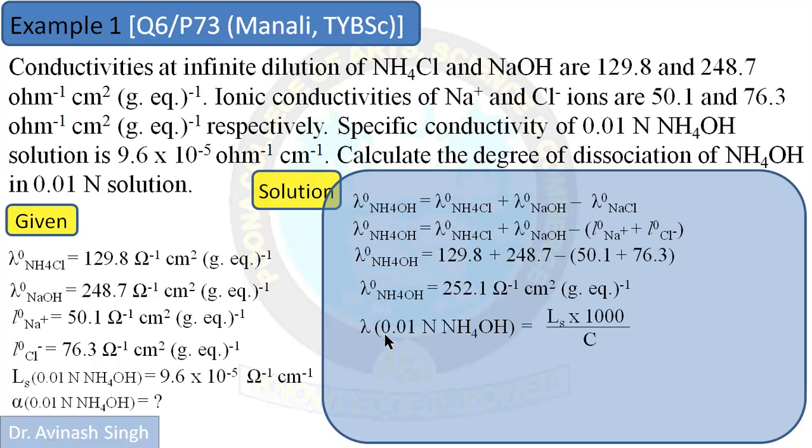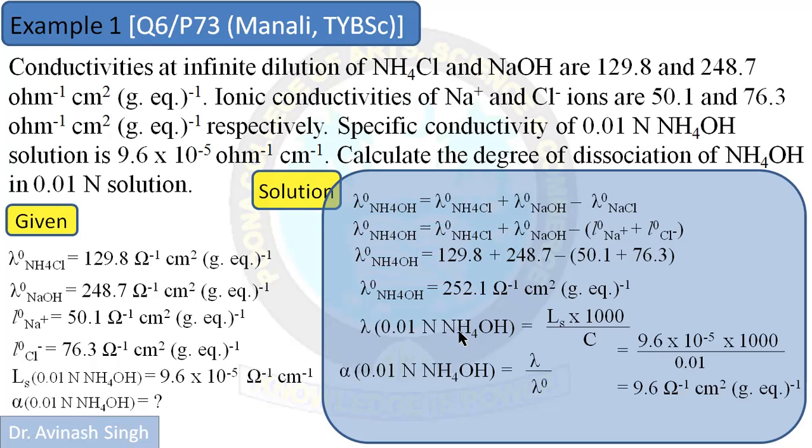Equivalent conductance of ammonium hydroxide at this concentration is given by specific conductance multiplied by 1000 divided by concentration. So 9.6 into 10 raised to minus 5 into 1000 divided by 0.01, which is found to be 9.6. So degree of dissociation of ammonium hydroxide at 0.01 normal concentration is lambda divided by lambda naught. So 9.6 divided by 252.1, and the answer is 0.038.